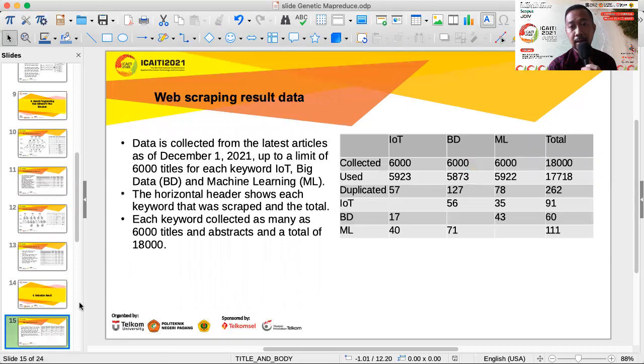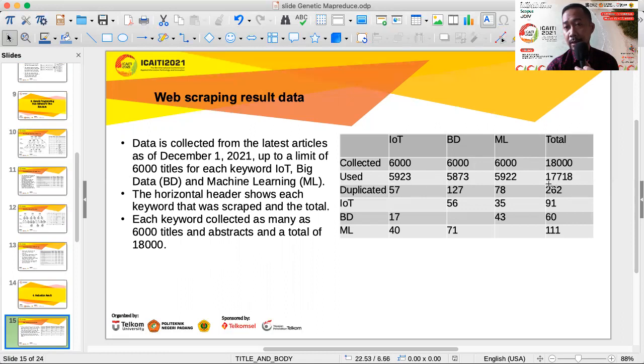So this is a web scraping result of data. Data is collected from the latest articles as of December 1st, 2021, up to a limit of 6,000 titles for each keyword: IoT, big data, and machine learning. The horizontal header shows the keywords that have been scraped, and the total. Each keyword collects as many as 6,000 titles and abstracts, for a total of 18,000 articles.